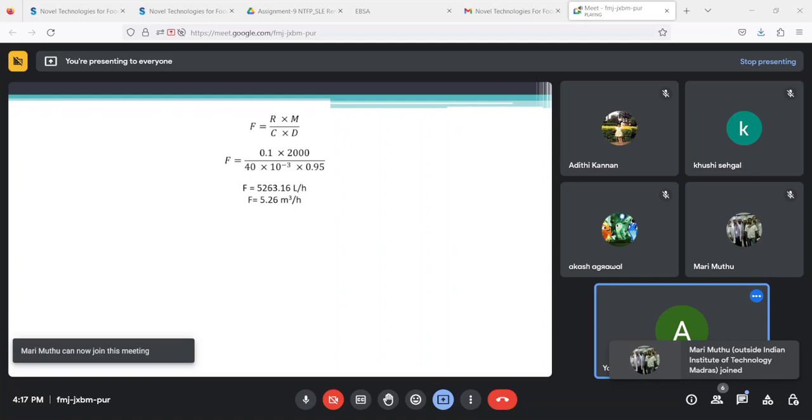Any doubt in this? If this is very confusing, you can convert all the values given into SI units. Then you will get F in meter cube per second, then you can convert it into meter cube per hour. That is also possible. If you want me to repeat this question, kindly let me know. The answer is option A here.